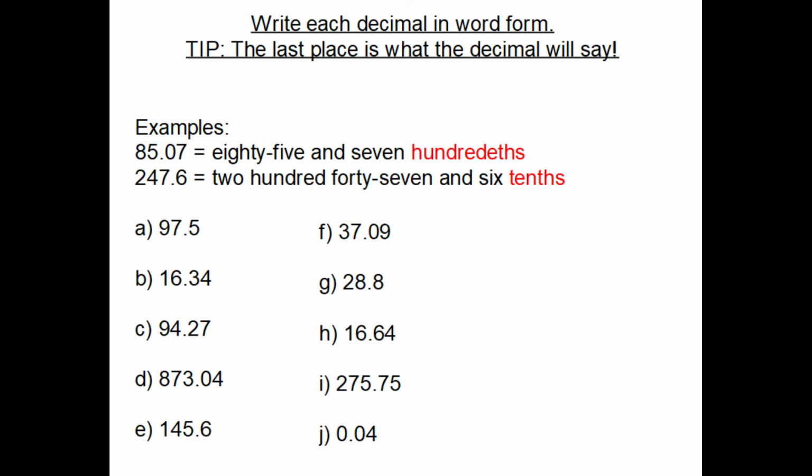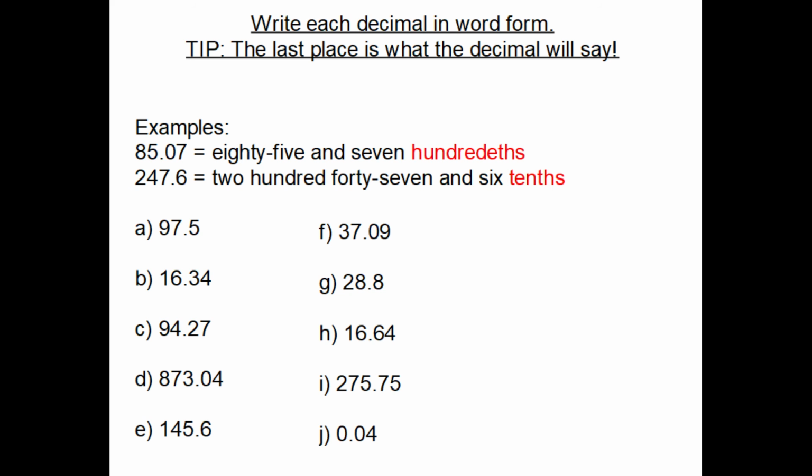Alright, so now it's time for your independent work. Today's lesson isn't a particularly tricky one, but you just need to keep this tip in mind. The last place is what the decimal will say. What do I mean by that? Well, let's look at these two examples before you start your independent work, just like how we did before. Here I have 85.07. The 85 isn't hard to read because it's before the decimal place. Now I'm going to group everything after the decimal place and think to myself, what's that last place called? Well, the 7 is in the hundredths place. So that number that I've grouped, and all I see is 07, so it's just 7, it's going to say 7 hundredths. And sure enough, my answer is 85 and 7 hundredths.